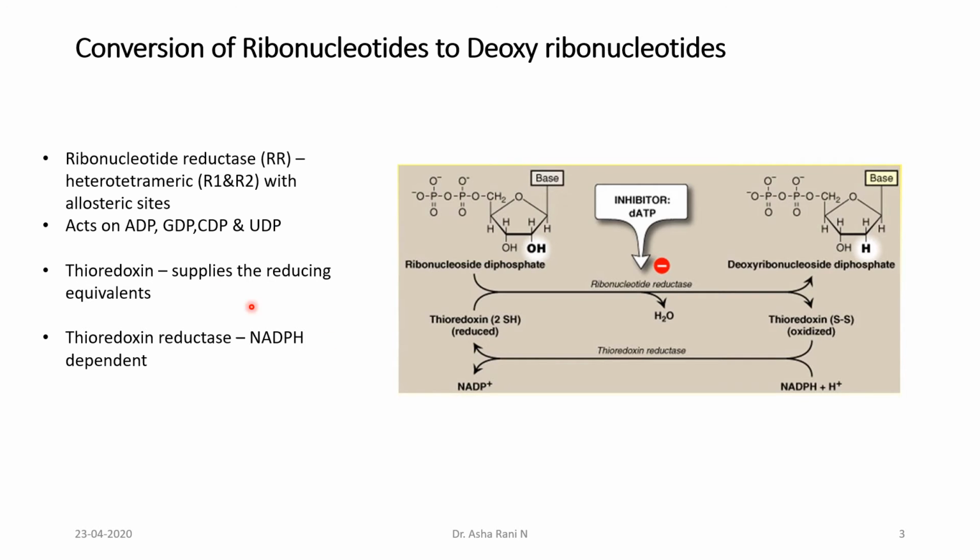So now we saw that all these four ribonucleotides can be converted to their deoxy form. What about thymidylate monophosphate? That we will learn during pyrimidine biosynthesis.